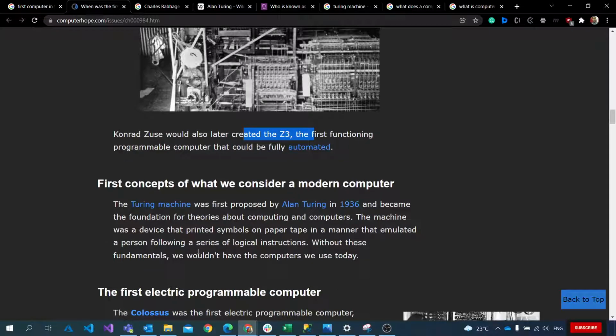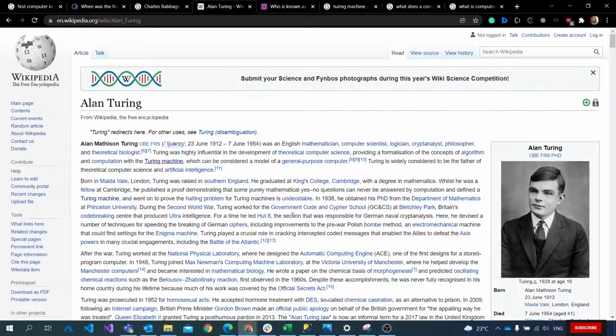There was a Z3. Then the first concept of what was considered a modern computer: the Turing machine. This thing was developed by a mathematician. His biography mentions a lot of things, but he was a mathematician, computer scientist, logician, cryptanalyst, philosopher, and theoretical biologist. This guy came up with a machine that could basically run through programs and all of that.